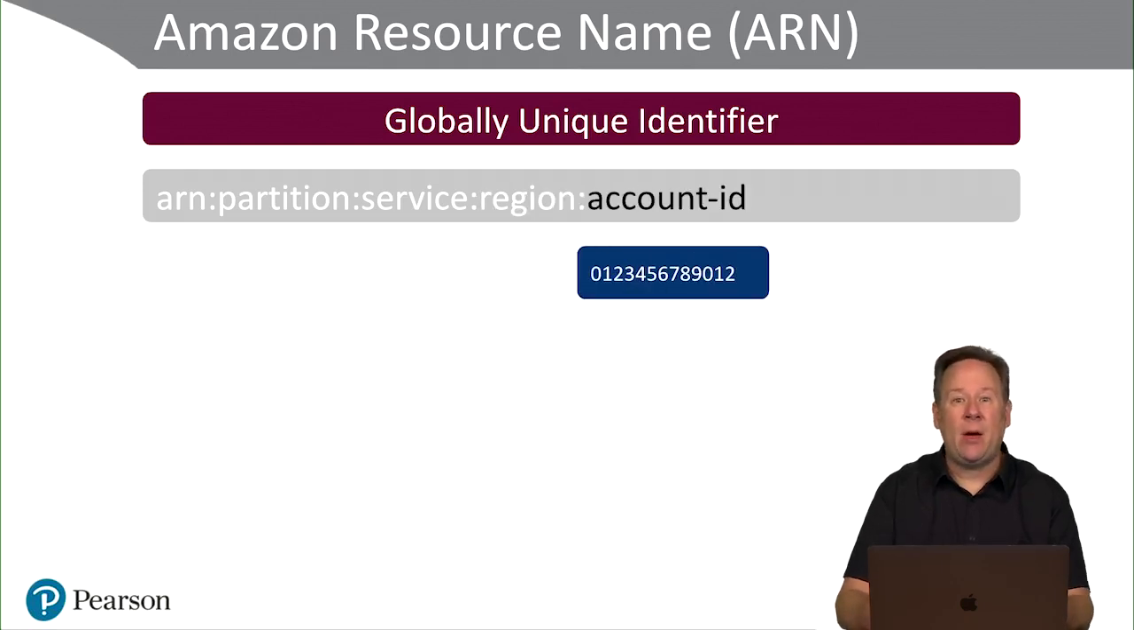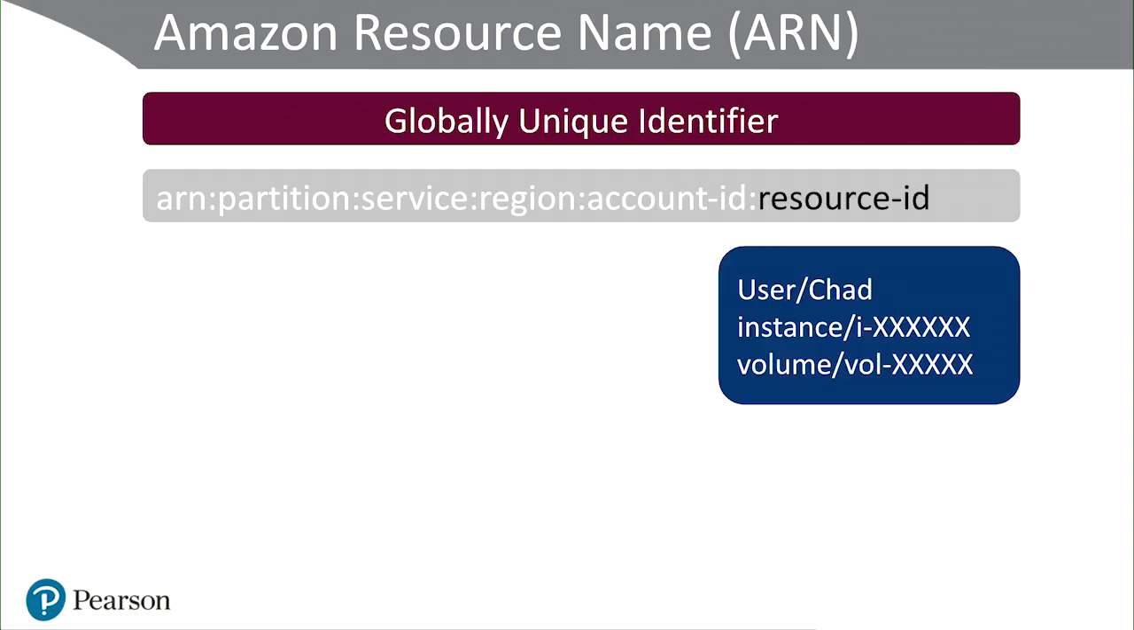Next, we have the account ID, and this is going to be represented by a 12-digit string of numbers. And finally, we have the resource ID. And this will be the identifier within the service and the region and the account that uniquely identifies the resource. And there are a lot of different options here. IAM users, EC2 instances, EBS volumes, S3 buckets, objects within the buckets. And we're going to talk about all of these during our course.